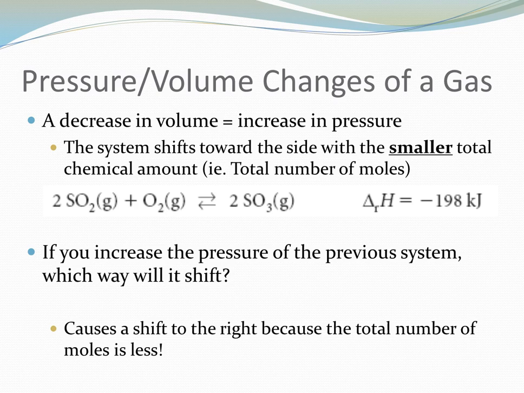If pressure is increased as a result of a volume decrease, then the system will shift toward the side with the smaller total chemical amount. In this example, because the pressure is increased, the side with fewer moles will be favored, and so equilibrium will shift to the right.